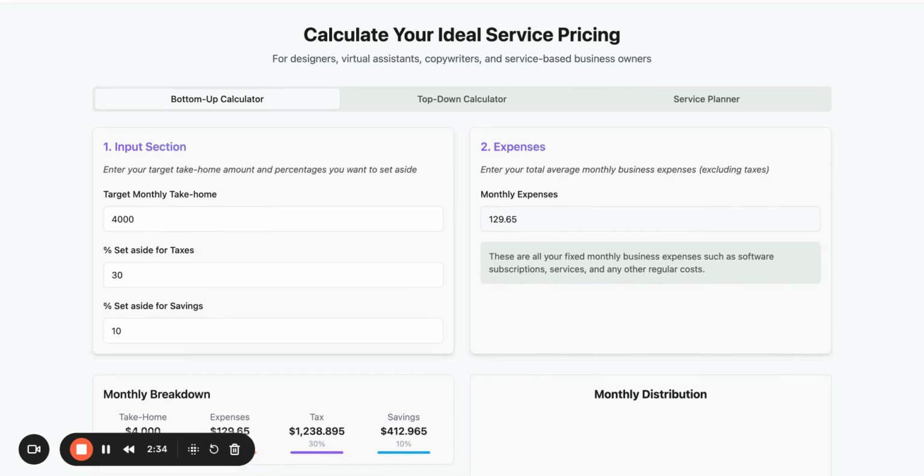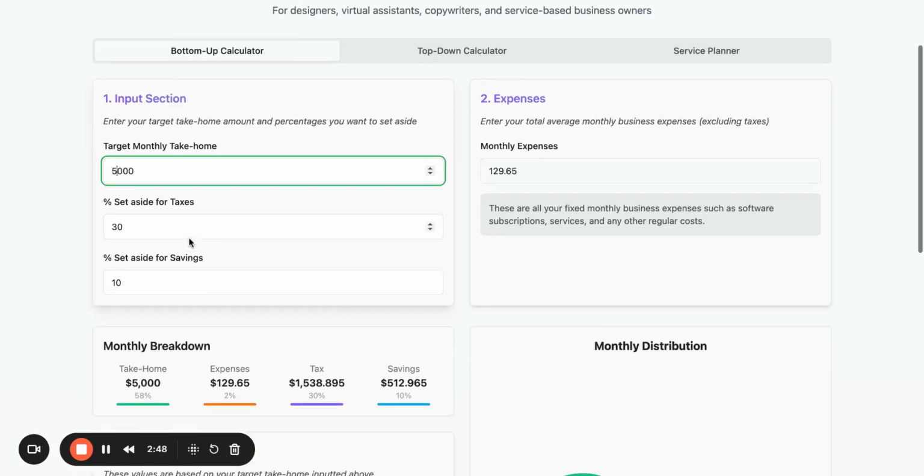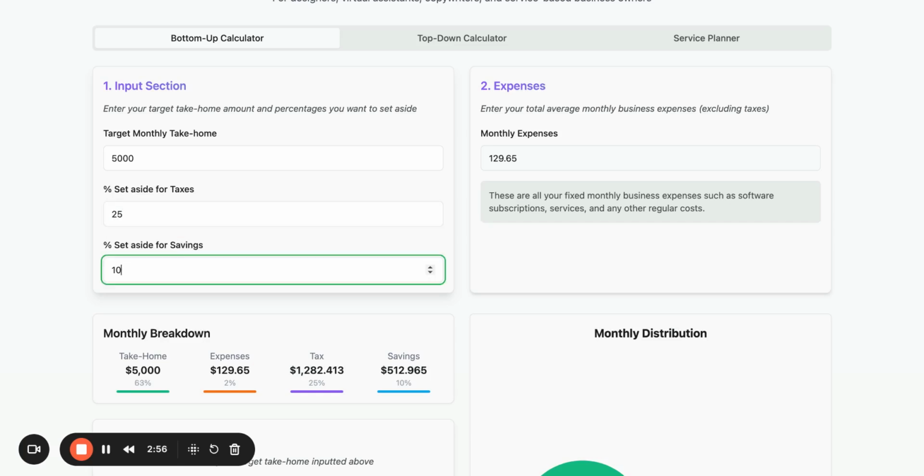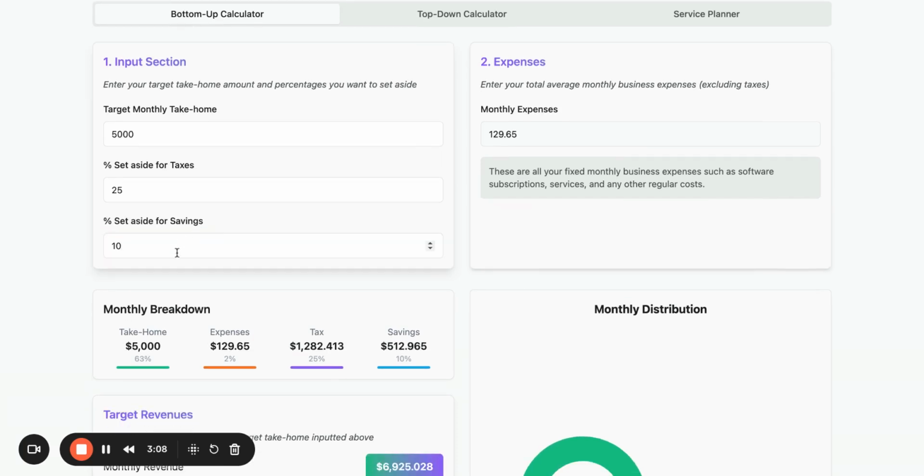So if we start with a bottom-up approach, and I ask you, how much money do you want to be taking home, as your salary, as your payroll, every single month consistently? And you give me that number, say it's 5K. Realistically, 25% is a conservative amount of money that I would set aside for taxes. And then leaving 10% for savings tends to be a nice starting point. You don't even need to be putting money into savings at this point. I'm obviously not a financial advisor or planner. It's just completely up to you.